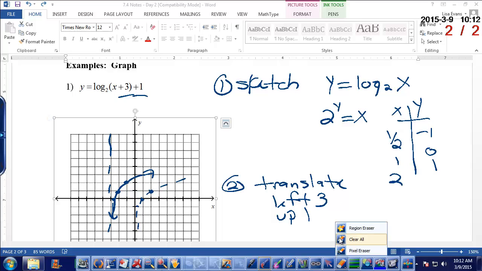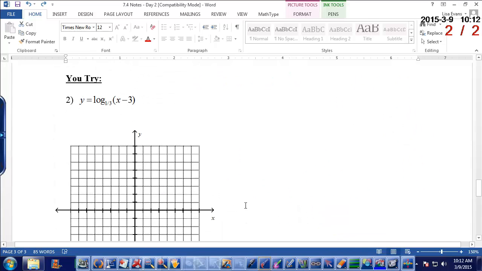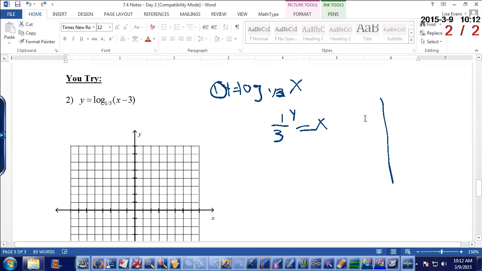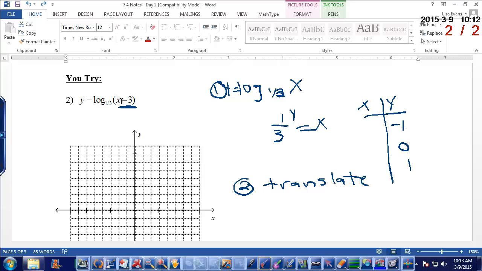Now the last problem is a you-try problem, and I'm going to get you started. Okay, step 1. I want you to graph y equals log base 1/3 of x. So when you graph that, you get 1/3 to the y equals x. You're going to make your chart. You're going to put in -1, 0, 1. Step 2 is you're going to translate it. Okay, so when I look at the graph, I see I'm going to have to go right 3, and I'm not going up or down. There's no number outside the parentheses, so we're just going to be going right 3.